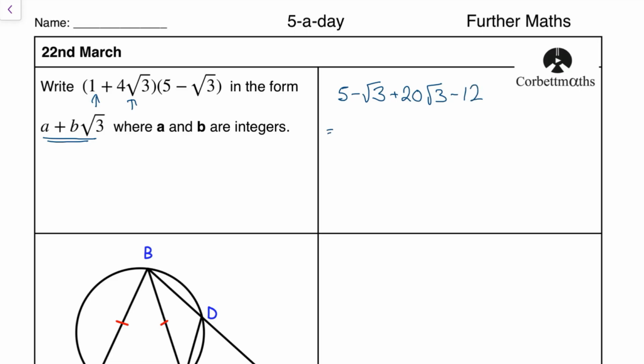Now, I've got negatives to start, but I'm going to keep the convention of what the answer wants. So 5 minus 12 is going to give me minus 7, and minus 3, or minus 1 lot of root 3 plus 20 root 3s is plus 19 root 3s. So in the same order the question gives it, that's my final answer.